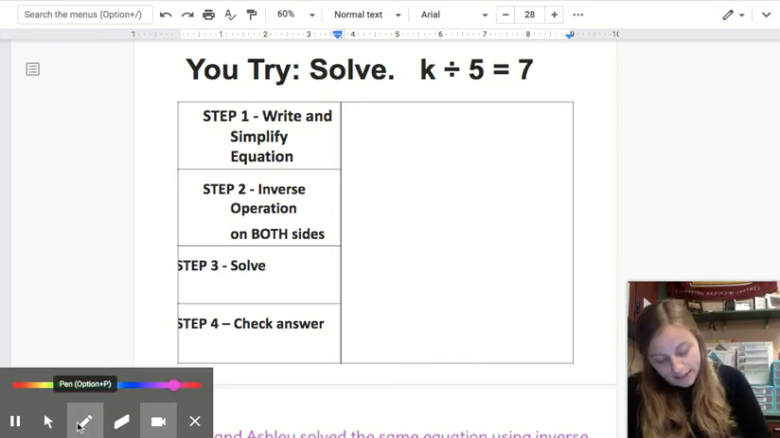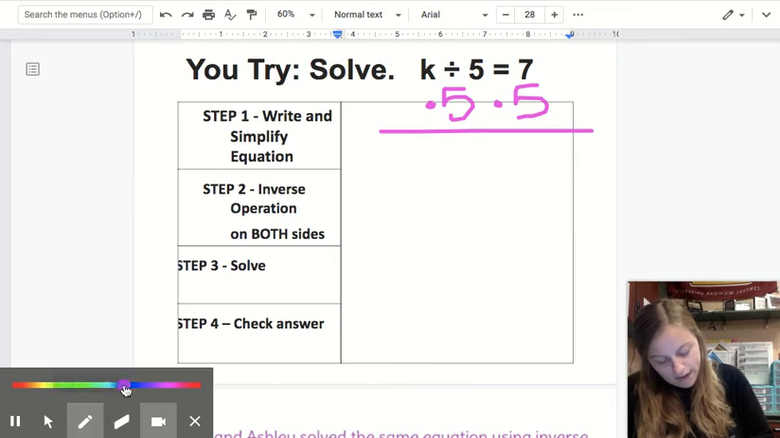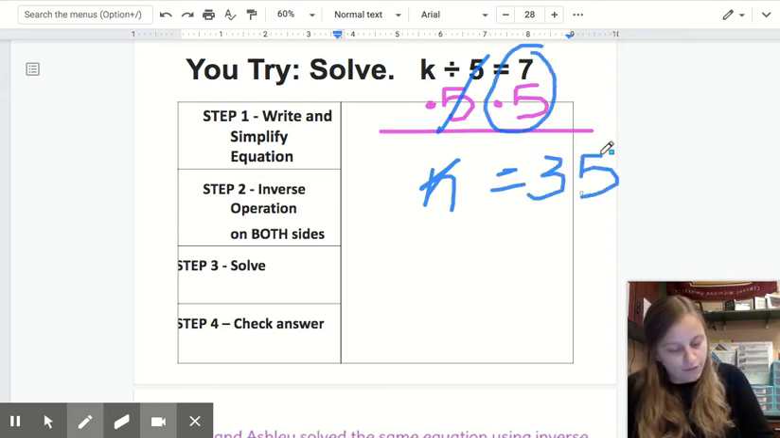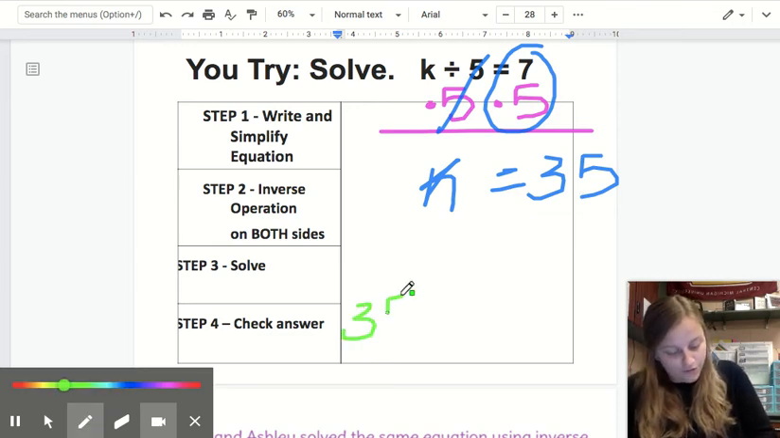All right, so to get rid of that divide by 5, we times by 5 on both sides. My 5s cancel each other out. All I'm left with over here is a k. And then on this side, I'm left with 7 times 5, which is 35.